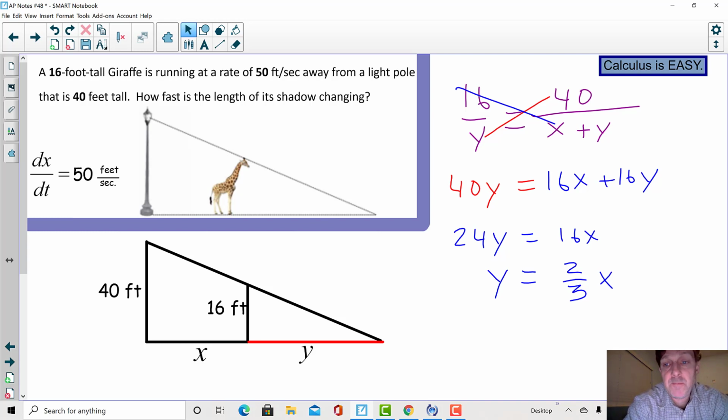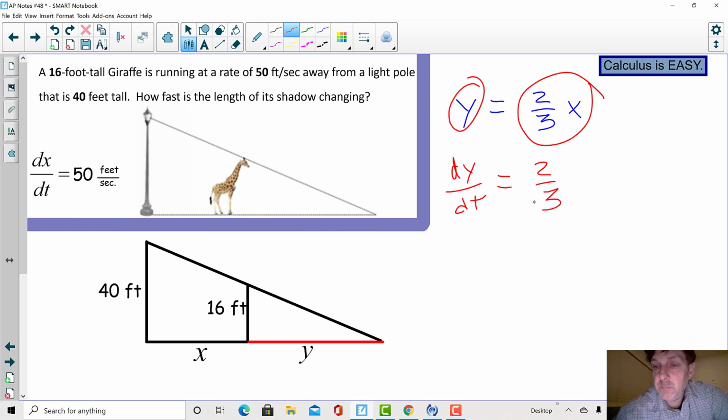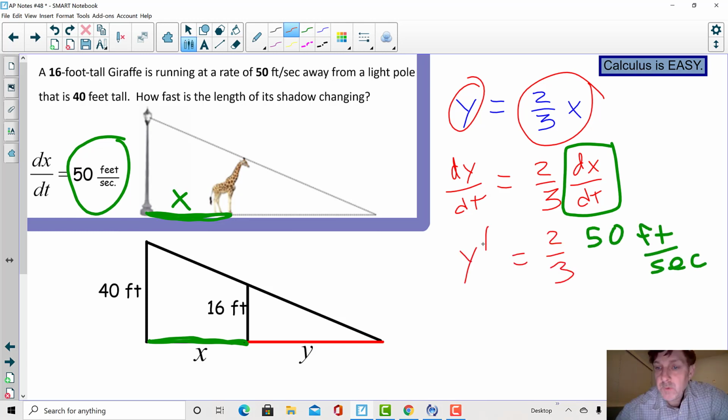Remember, we're looking for y prime, so let's just do the derivative. Remember, we're doing this kind of derivative because we want to see how this picture is changing as time changes. So we're doing the derivative with respect to time. The derivative of y is just going to be 1, but then we're going to get y prime. The derivative of 2/3 x is just 2/3, but then we're going to get x prime. If you remember from the beginning, this is x, and the rate that x changes was given as 50 feet per second. So we can plug that in right now. If we plug in 50 feet per second, our final answer is that the length of the shadow is changing at a rate of 100 over 3 feet per second.